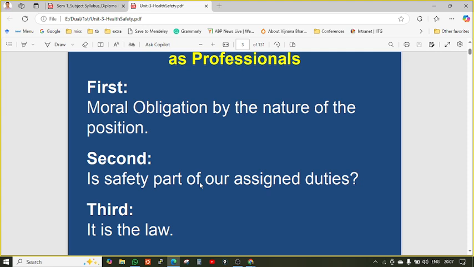So the first thing is moral obligation by the nature of the position. It means there is always a shortcut way. If there is a long way and a shortcut way, the long way may be very safe but it takes time. But we are in a hurry and we obviously choose the shortcut way, and that is the moral thing. Whatever comes in your mind, and whatever action you do, you have to choose. So that is the moral way.